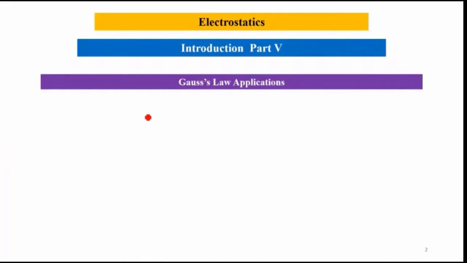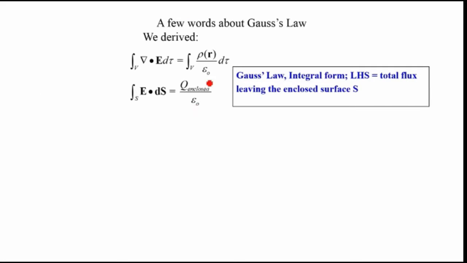So let's take a look at some applications of Gauss's law. We derived this carefully last time. Before that, though, I'd like to just say a few words. You remember we derived first the differential form of Gauss's law, which is basically the divergence of E equal to this argument of the volume integral. By integrating both sides, we were able to use the divergence theorem to prove the integral form of Gauss's law.